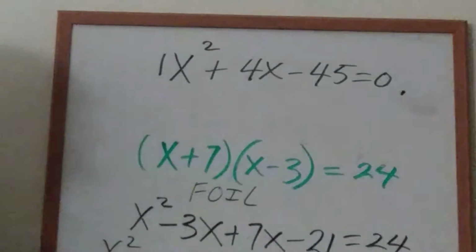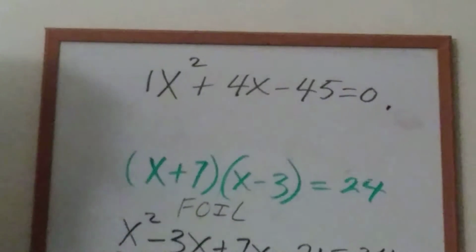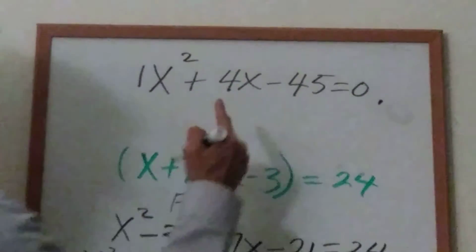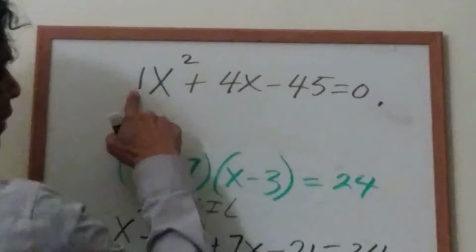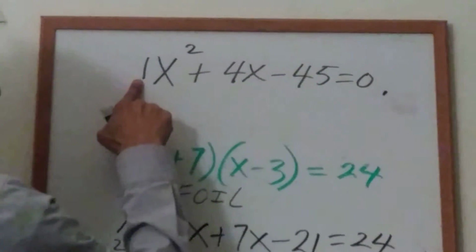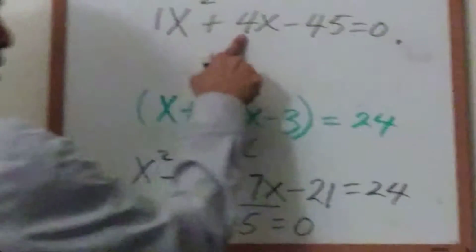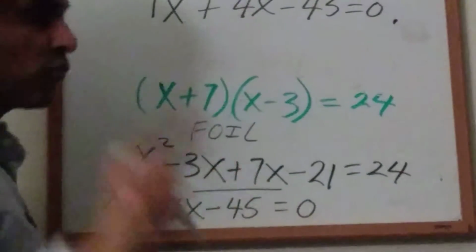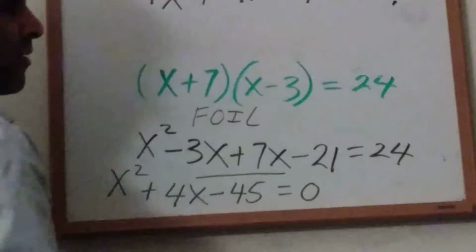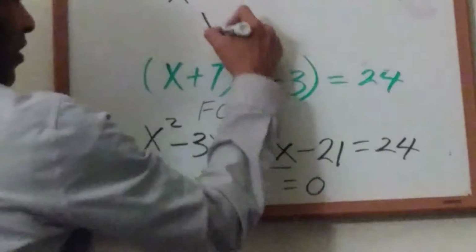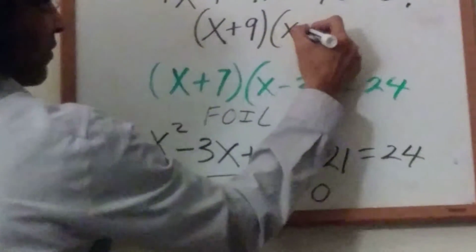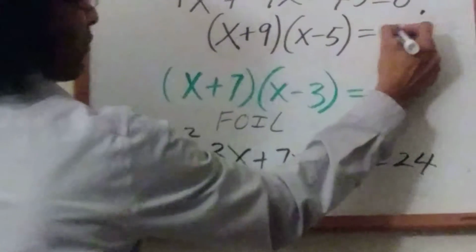Now our task is to solve this quadratic equation. So let's see if the equation can be factorized. Give me two numbers that when you multiply, you get negative 45 times 1, that's negative 45. And when you add, you must get the number in the middle, the coefficient of x, that's 4. Now those two numbers are positive 9 and negative 5. So I'm going to use x plus 9 and x minus 5 equals 0.